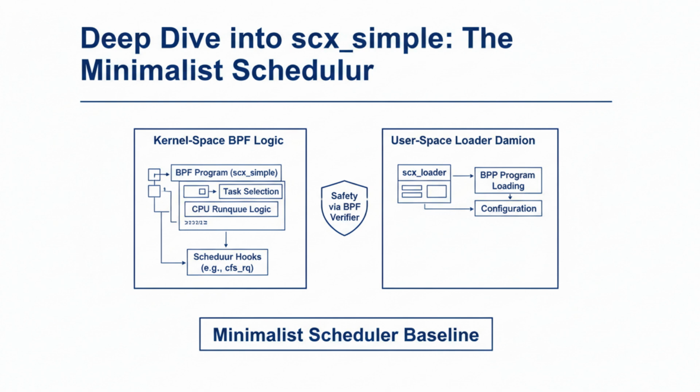For senior architects, SCX-Simple serves as the baseline for performance benchmarking. If your custom scheduler can't outperform or match the simplicity of SCX-Simple in specific scenarios, your logic may be over-engineered. The code consists of two main parts: the BPF program that runs in kernel space and the user space tool that loads and monitors it. This separation is crucial for high-availability systems, as it allows the user space daemon to fail without necessarily crashing the entire kernel scheduling subsystem, thanks to the built-in safety of the eBPF verifier.